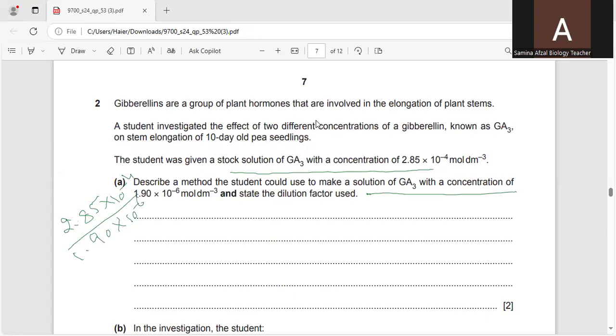So after calculating, I'm just calculating right now. After calculation, we will find out that 2.85 divided by 1.90, the dilution factor, is 150.